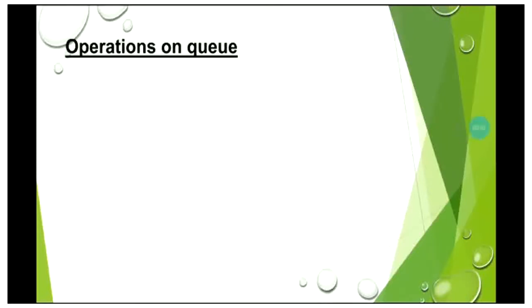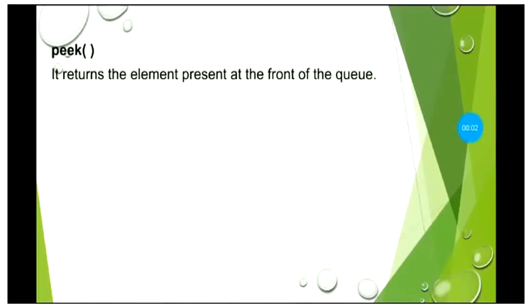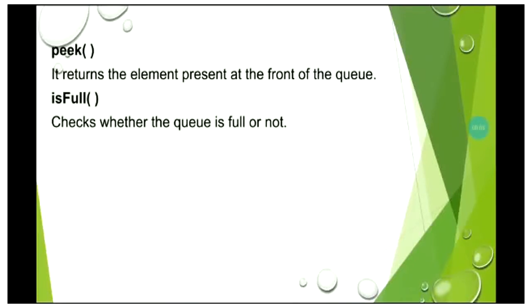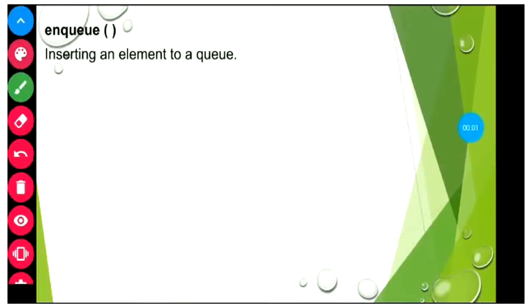Some of the operations that can be performed on a queue are peek, is full, is empty, enqueue, dequeue and display. Peek operation is used to access the element which is present at the front of the queue. Is full operation checks whether the queue is full or not. Is empty operation checks whether the queue is empty or not. Enqueue operation means to insert an element into a queue.